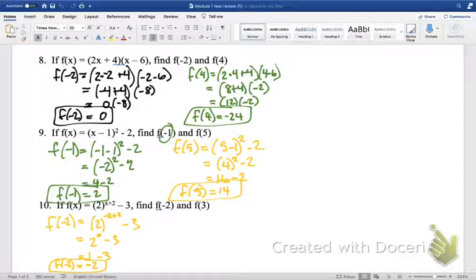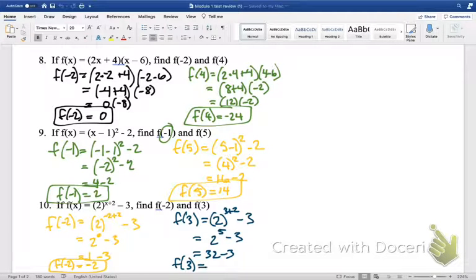So trying to find f of 3, 2 to the 3 plus 2 minus 3. 3 plus 2 is 5. 2 to the 5th power is 32. Minus 3 tells me that f of 3 equals 29.